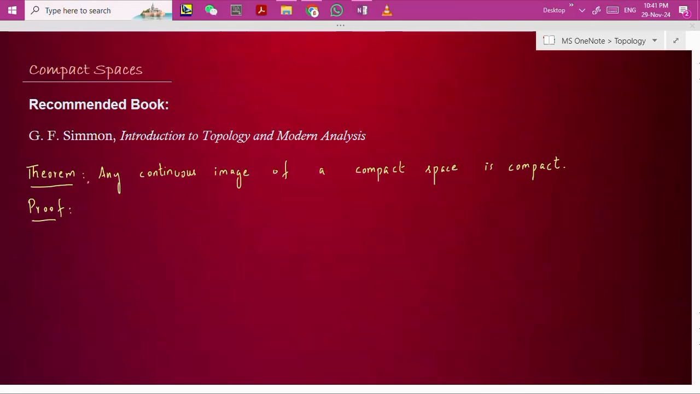We prove a theorem regarding compact spaces, and this is our second theorem about compact spaces. First of all, Introduction to Topology and Modern Analysis is the book for undergraduate students, and this is a very feasible book, and you can find many results and examples on different topics. Today we prove a theorem: any continuous image of a compact space is compact. So let's start its proof. The proof is very simple.